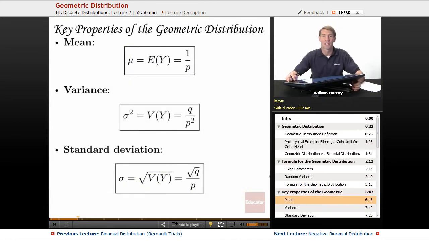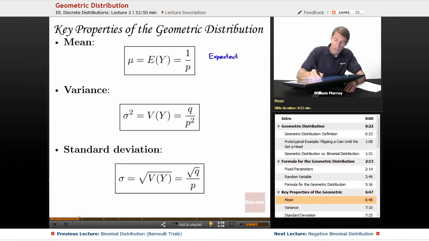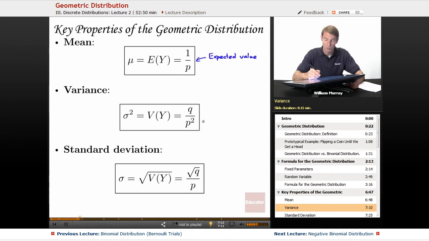There are a couple key properties that we need for any distribution, and I've just listed them out here. The mean, remember, that's the same as the expected value. Mean and expected value are the same thing. So the mean or the expected value for the geometric distribution is just 1 over P. The variance for the geometric distribution is Q over P squared. Remember that Q is 1 minus P. You might see that written as 1 minus P over P squared, depending on which book you're looking at, but those mean the same thing.